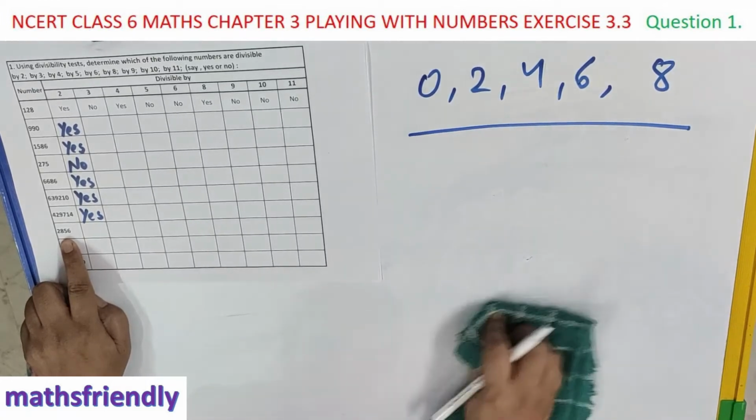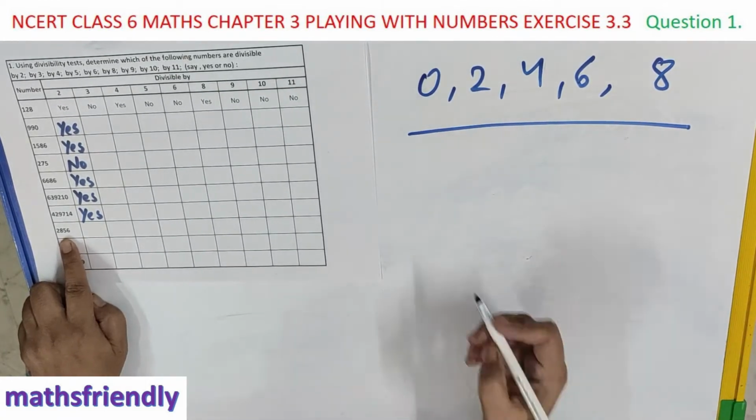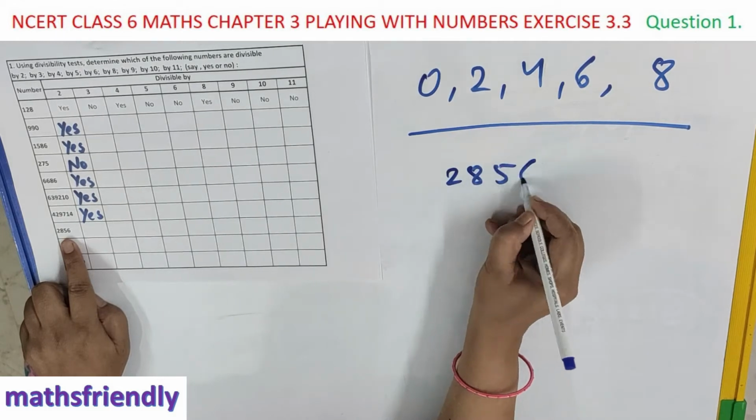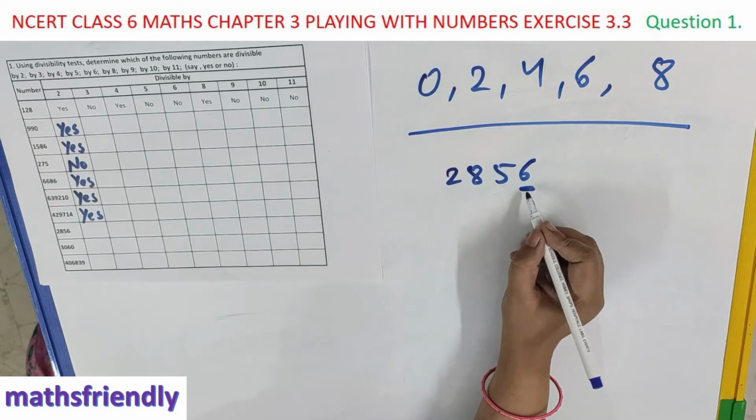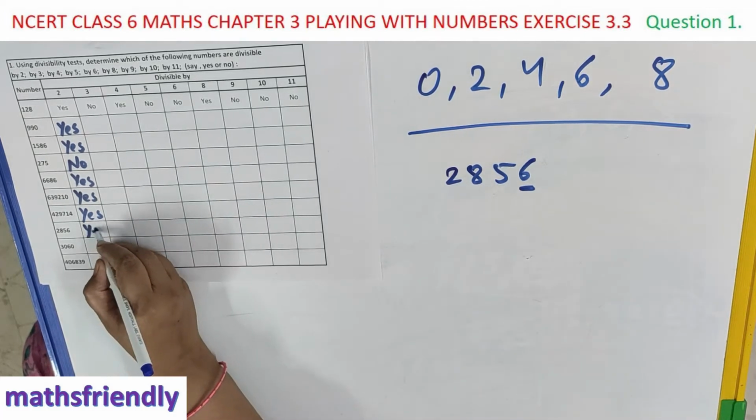So what is the units place of this number 2856? The units place has 6. It means this number is also divisible by 2. So we will write yes.